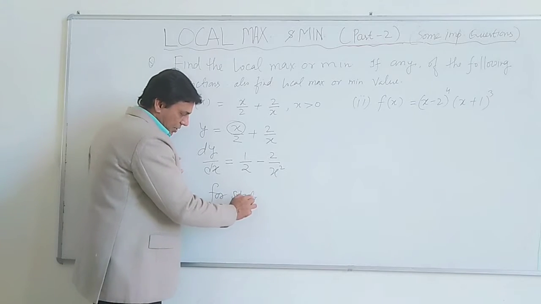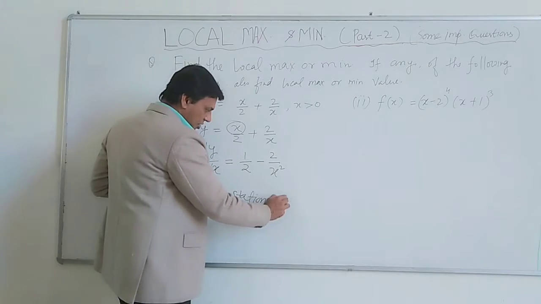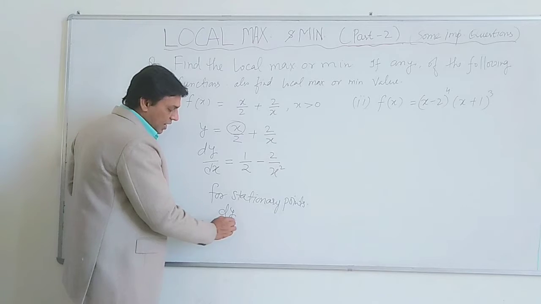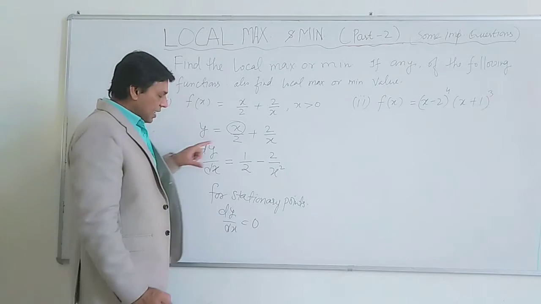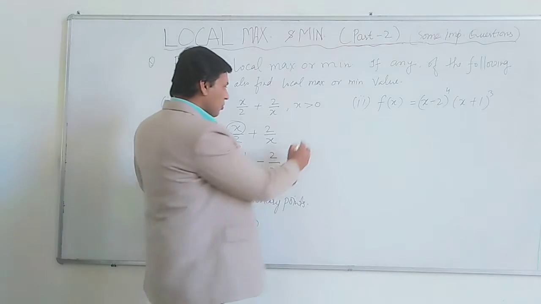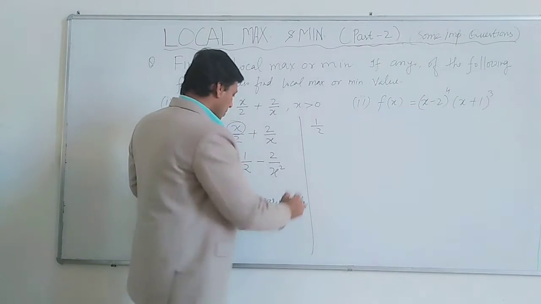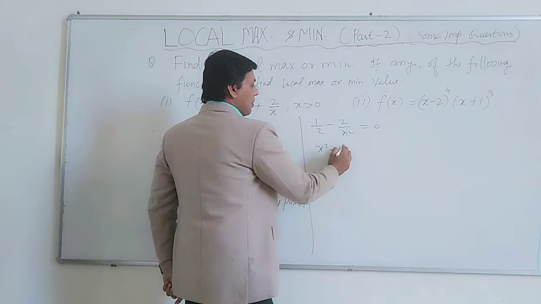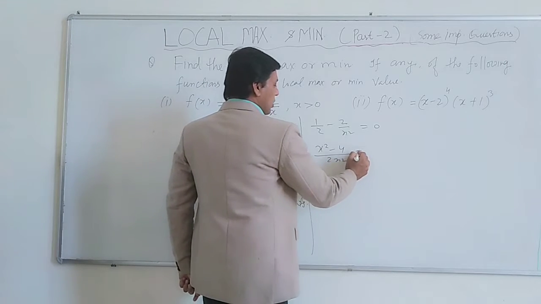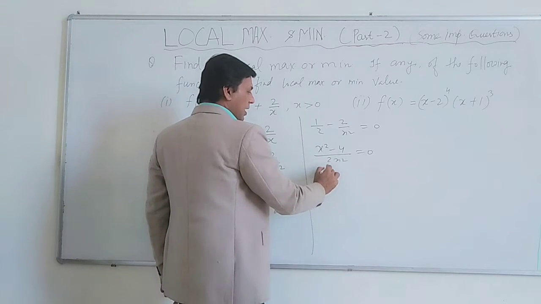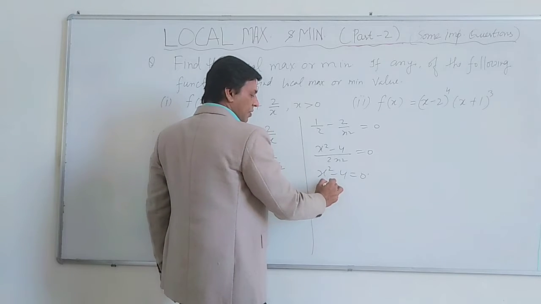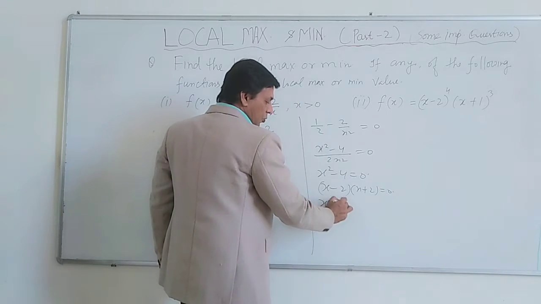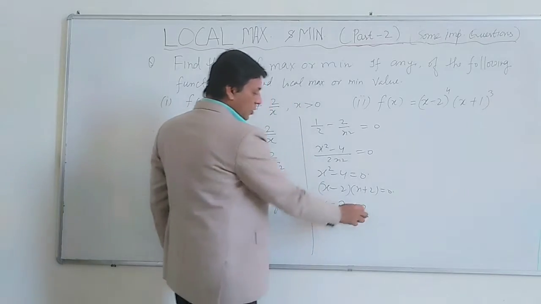For stationary points, we need to put dy upon dx equal to 0. That is, we put this expression equal to 0. So 1 by 2 minus 2 upon x square equal to 0. Now taking the LCM, x square minus 4 upon 2x square equal to 0, and since 2x square is not 0, it can be multiplied out. We have x minus 2 and x plus 2 equal to 0, so we have 2 roots, that is plus 2 and minus 2.